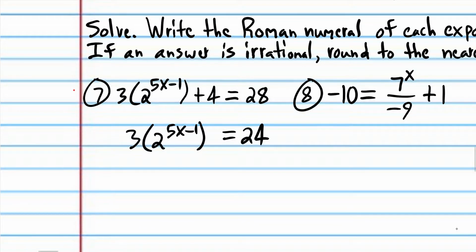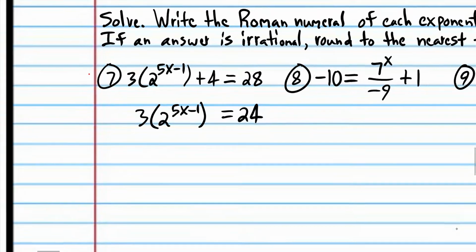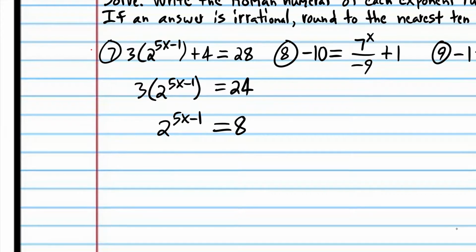And a lot of students, as I mentioned in the previous class, have trouble understanding that this expression here is multiplied by this expression. But that's the case. So if you want to get rid of that 3, you have to divide both sides by 3. And we end up with the following equation. And now we know what to do.